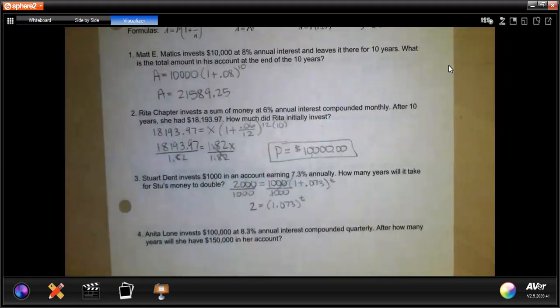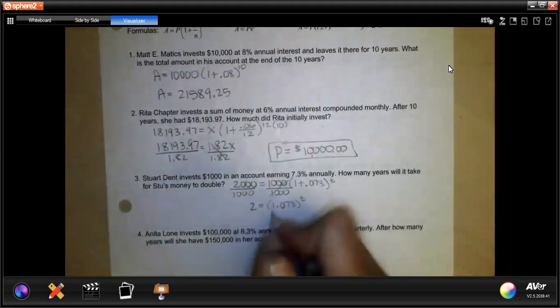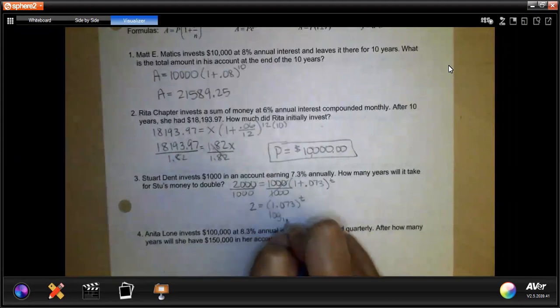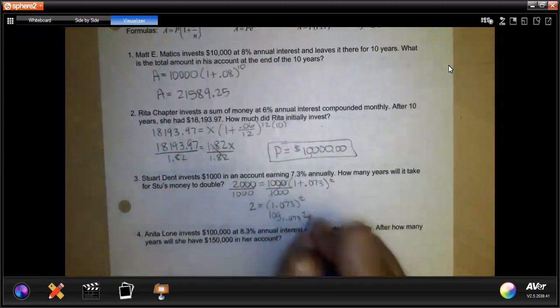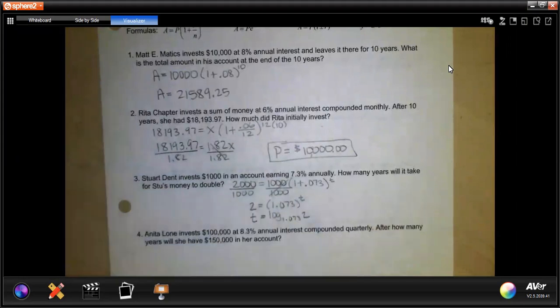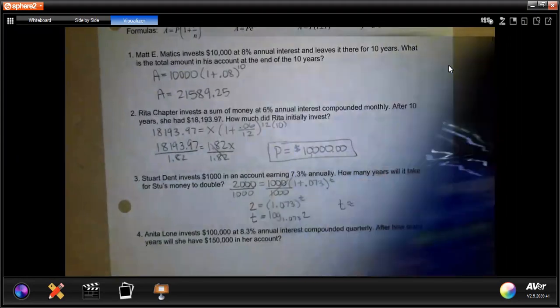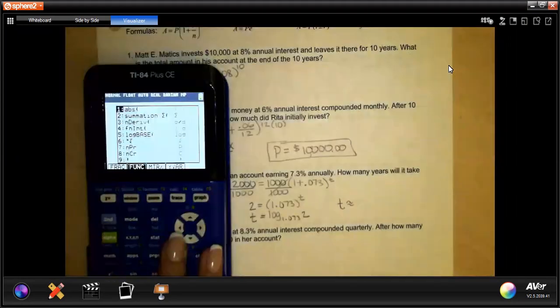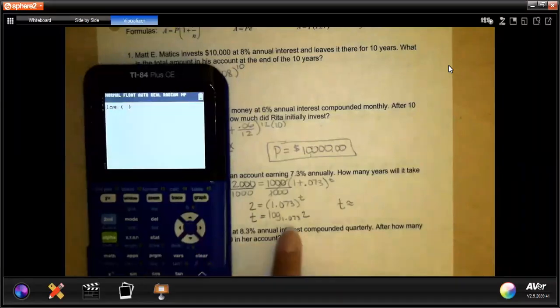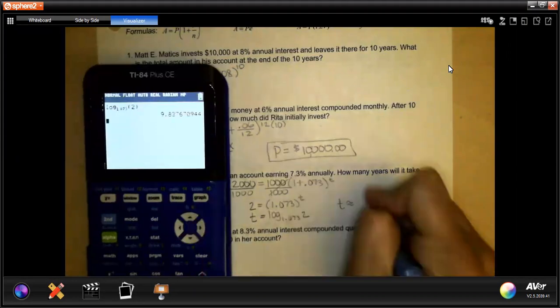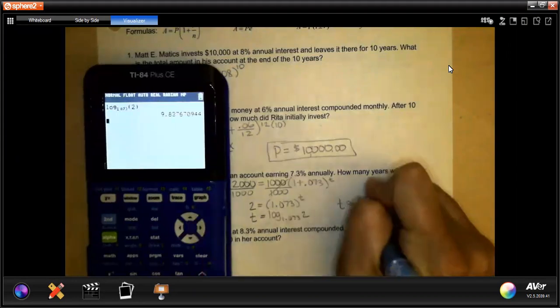Now we've got an exponential that we need to solve for the exponent. So we need to convert this to a log. I drop my base and then switch. So 2 becomes my argument and the t is freed. At this point, we can put it in the calculator. We hit alpha window to get to our log base. In the base, I'm going to put in that 1.073, which was my base. In the argument, I put in the 2, and that would be 9.8 years.